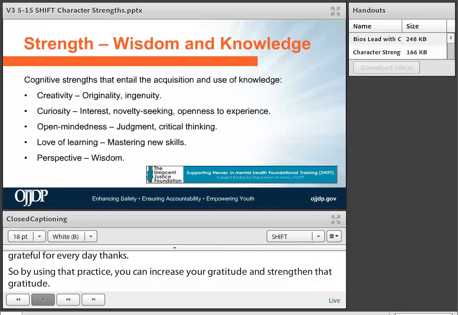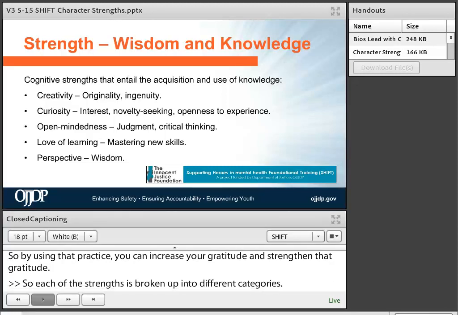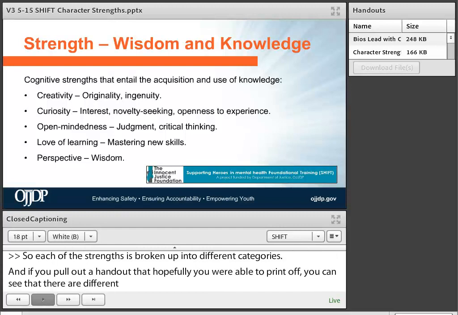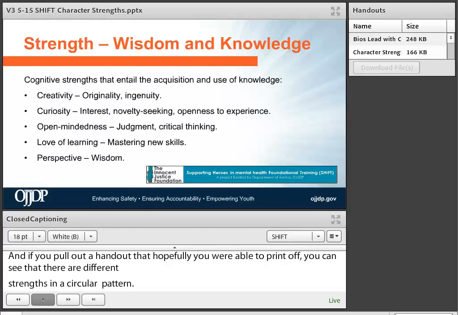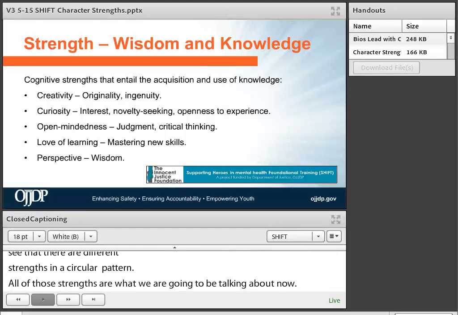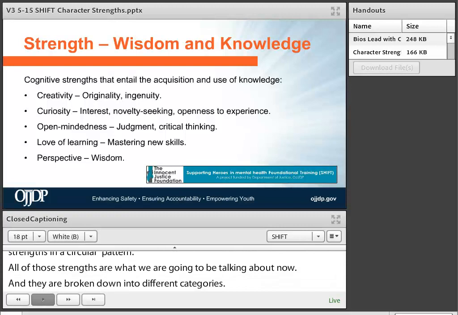So each of the strengths is broken up into different categories. And if you pull out the handout that hopefully you were able to print off, you can see that there are different strengths in a circular pattern. All of those strengths are what we're going to be talking about now, and they're broken down into different categories. So in the category of wisdom and knowledge fall the cognitive strengths that entail the acquisition and use of knowledge. So maybe you have a strength of creativity or curiosity or open-mindedness, love of learning, and perspective.